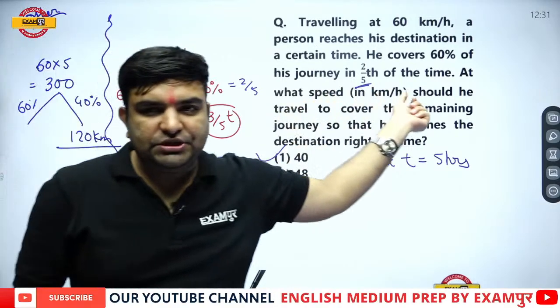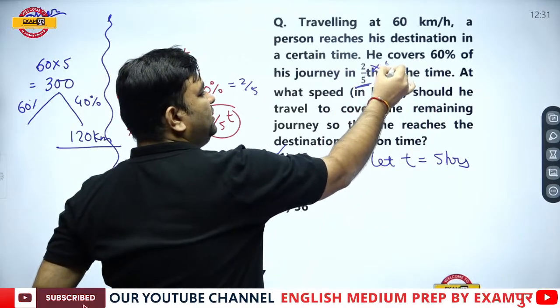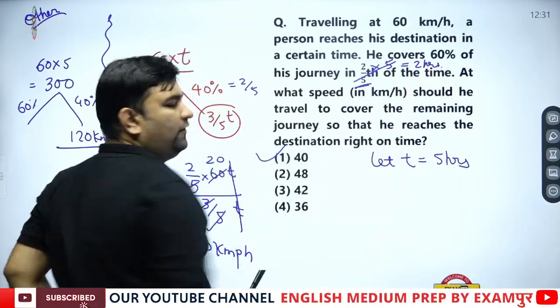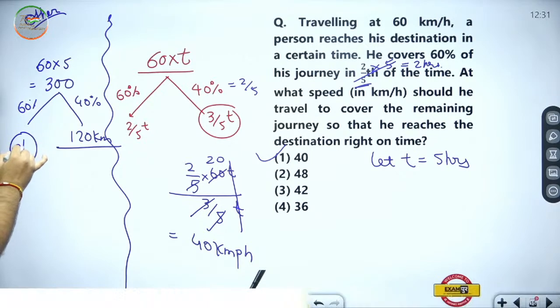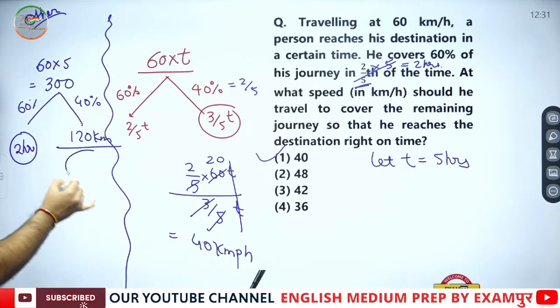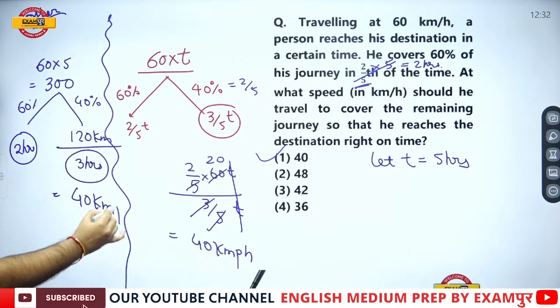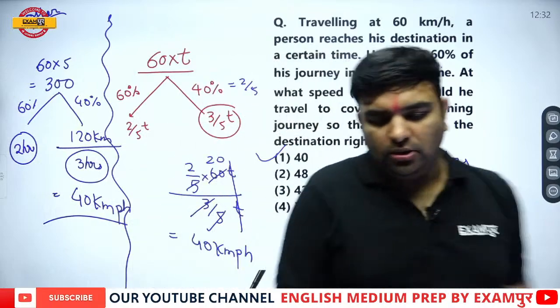You have covered the 60% in 2 by 5 of the time. Your time is 5, so you have covered the initial portion in 2 hours. So the second portion you will cover in 3 hours. 120 by 3, 40 kmph is the speed. Which do you like the most, or do you like both?